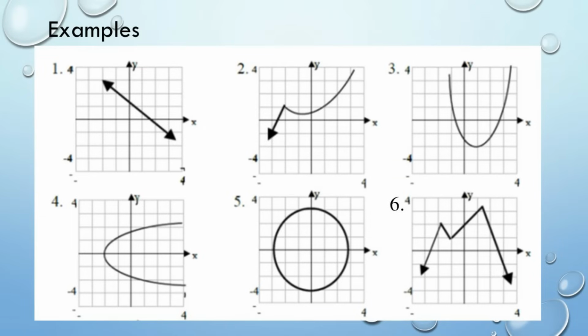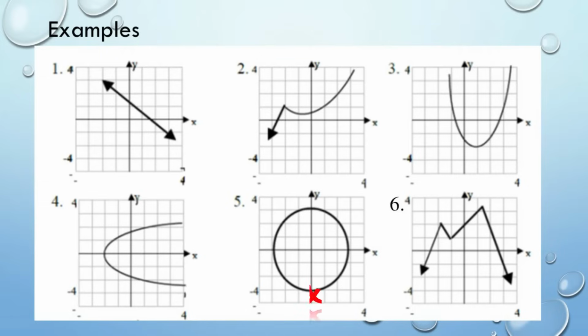Diagram number 1. If you check with a vertical line, you easily find this is a function. Graph number 2. Your vertical line test tells you this is a function because it cuts only one point each time. Graph number 3. It is also a function. Graph number 4. It is not a function because when you do your vertical line test, it cuts 2 times. Therefore, it is not a function.